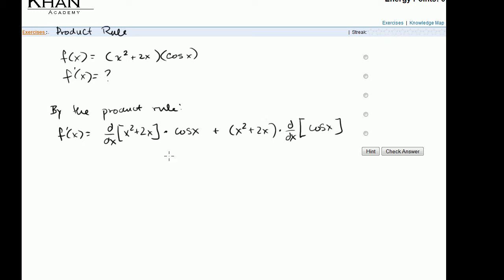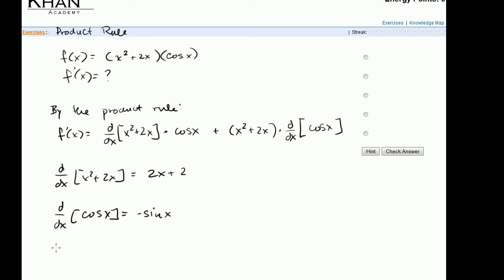They click hint again. We get the derivative of x squared plus 2x is equal to 2x plus 2. And maybe in that same hint, it doesn't really matter, we'll also say the derivative d dx of cosine of x is equal to negative sine of x.